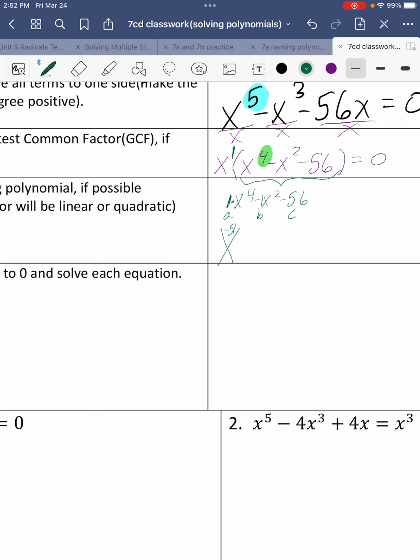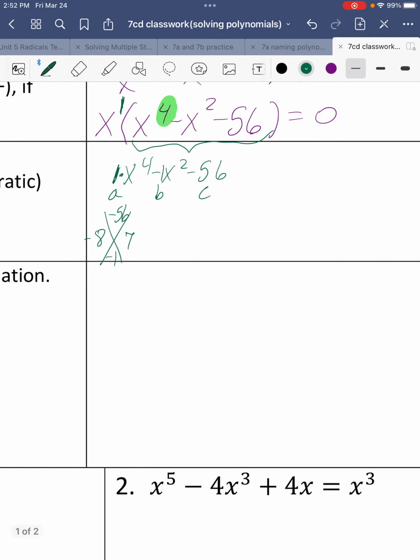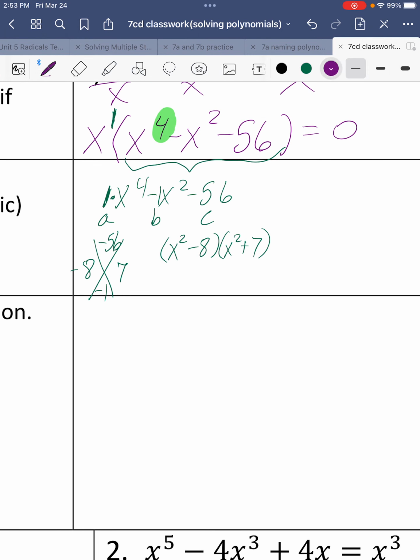So we got to figure out, if a is 1, what multiplies to c, -56, that adds up to b. That is -8 and 7. So the shortcut is, our factors are going to be -8 and +7. X to the 4th is going to get split up evenly into x squared and x squared. So those are our factors from x to the 4th. Don't forget we have that greatest common factor of x. It'll be on the outside.